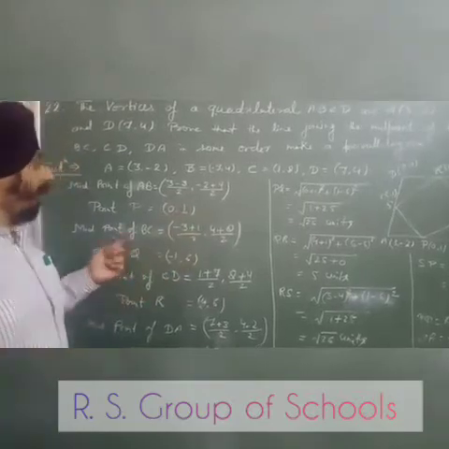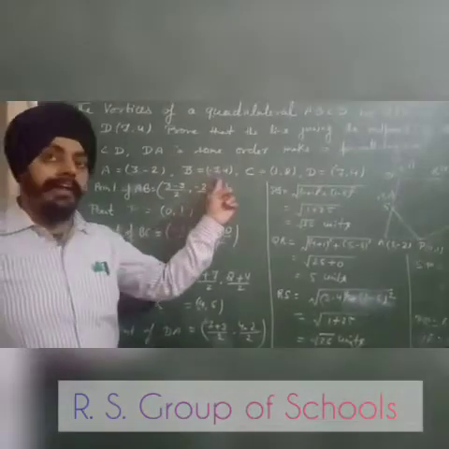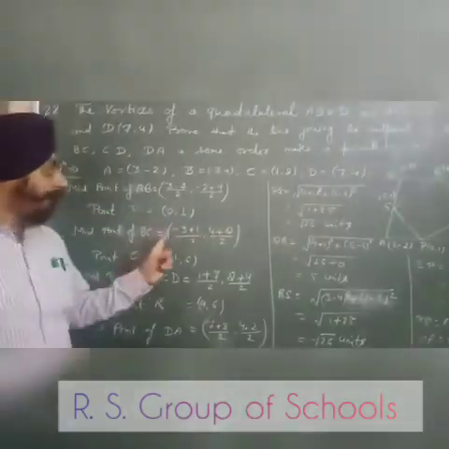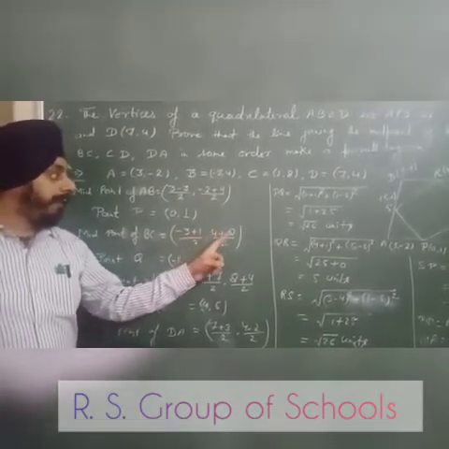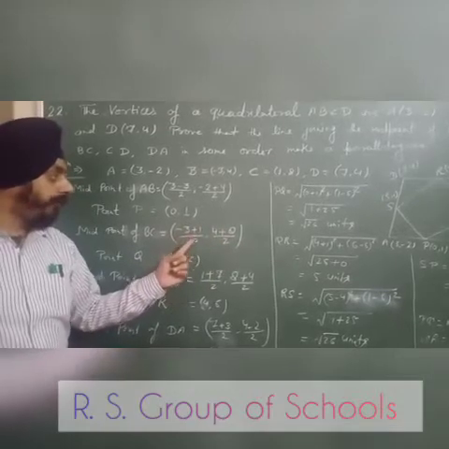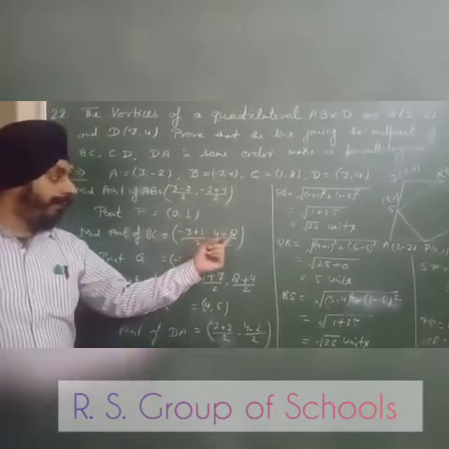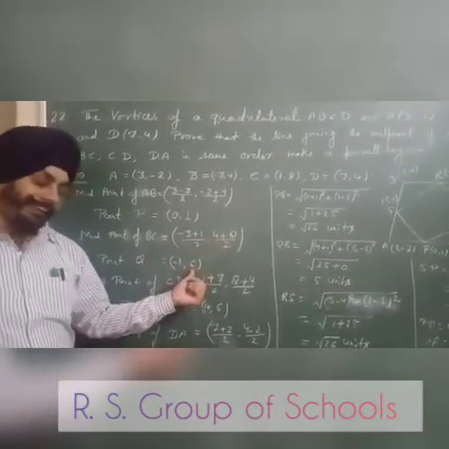Now we find the midpoint of BC. Now we take points B and C. Then we have (-3 plus 1) upon 2, (4 plus 8) upon 2. Now we have minus 2 upon 2, which means minus 1. 4 plus 8, 12 upon 2 is equal to 6.